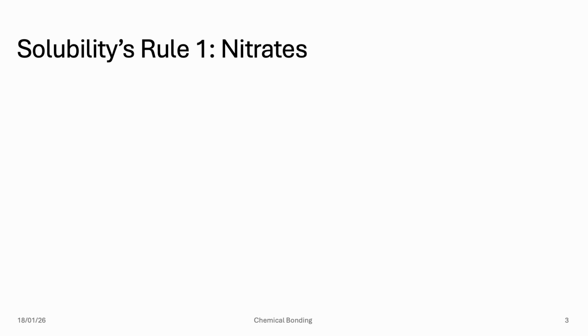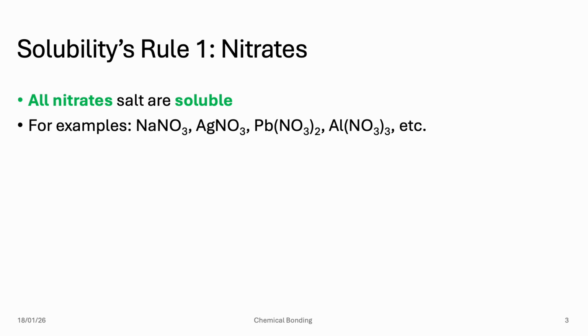The first one, nitrate salts. So basically all nitrate salts are soluble. For example, sodium nitrate, silver nitrate, lead nitrate, aluminum nitrate, and other nitrates. So if you try to find a salt with a metal, for example, I want a Pb salt that's soluble in water, just choose nitrate as the anion.